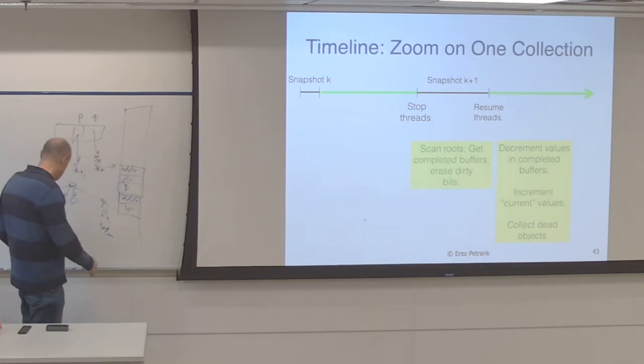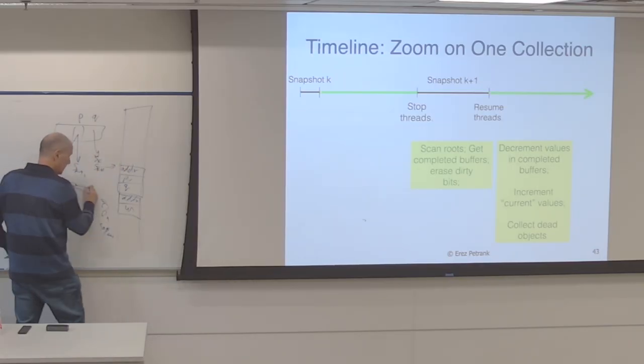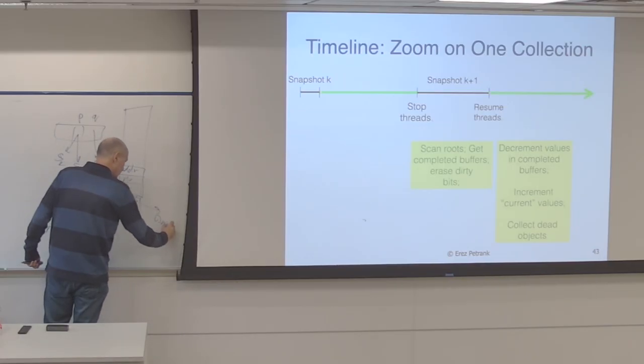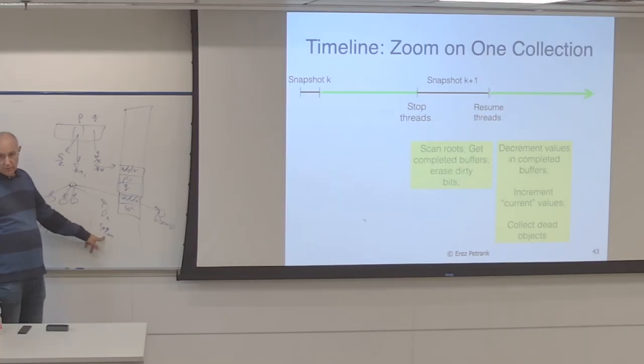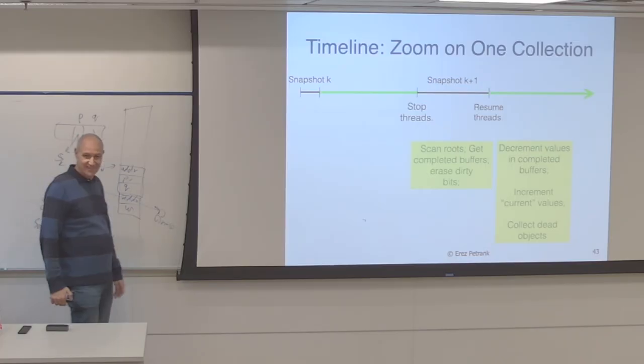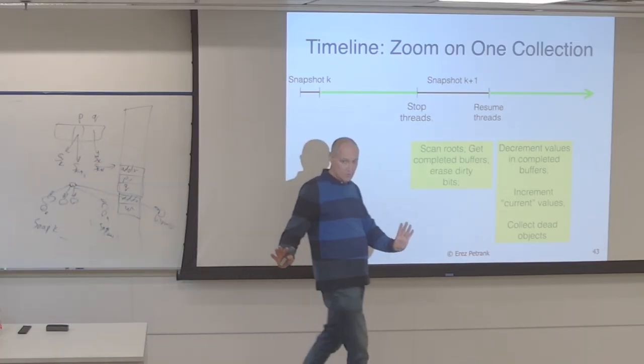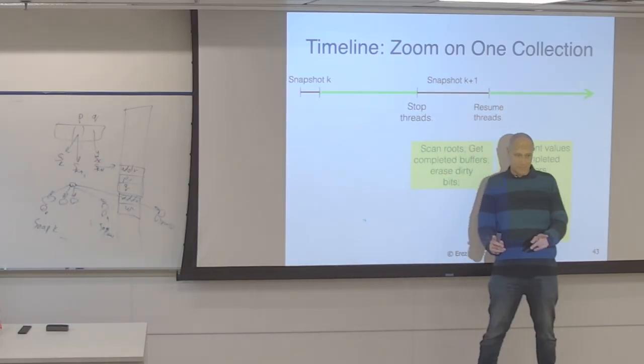Right, if I look at the heap, this could now point to ON plus 10, right? But I have buffers, and my buffers tell me how it was in snapshot K plus 1. Okay. Is this okay? Anybody wants me? I can explain again.